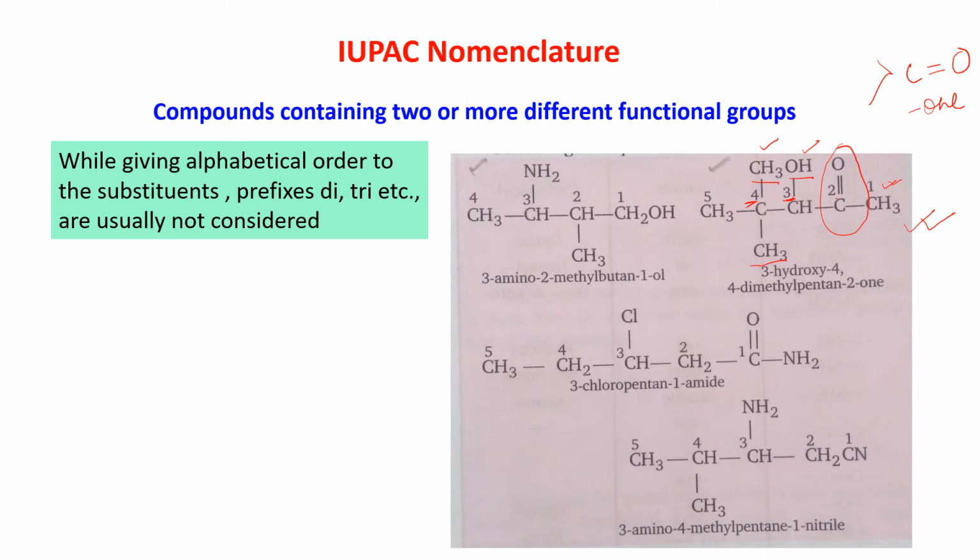So what am I getting? I am getting OH here as a substituent, so it is hydroxy. So I am getting 4,4-dimethyl and 3-hydroxy. Okay, these two are the substituents. So according to the alphabetical order, hydroxy is coming first. So the name of this compound is 3-hydroxy 4,4-dimethyl pentan-2-one, because the keto group is present in the second position. So 2-one. Now O is a vowel, so E is dropped from pentane.